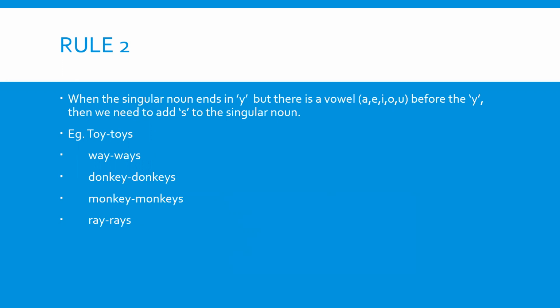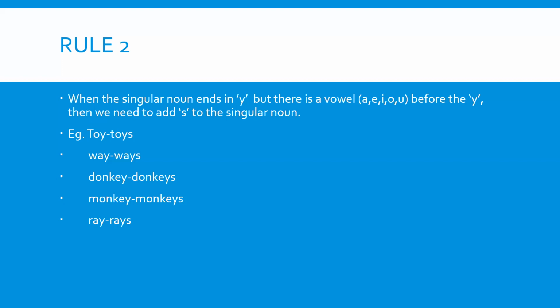The second rule: when the singular noun ends in y, but there is a vowel, that means A, E, I, O, U before the y, then we need to add s to the singular noun. Here are examples for you. Toy, because it ends in y, but there is a vowel before that, O. Got it? So toy will then become toys with an S.